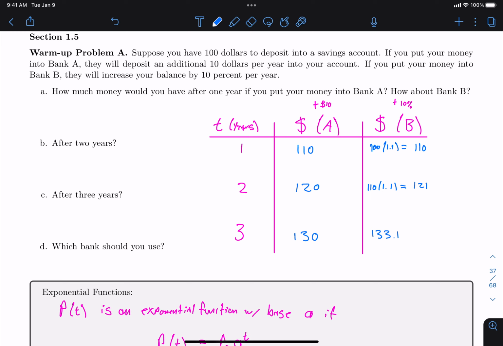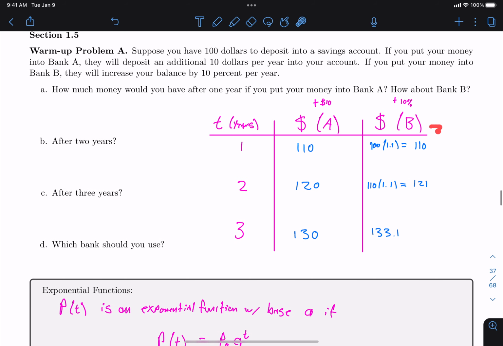So you can see that over time, not only is the amount of money in my account increasing, it's increasing faster and faster and faster, right? From here, I went up by $10 first, and then I went up by $11, and then I went up by like $12.1. So the amount of money which I'm getting in interest is going up over time.